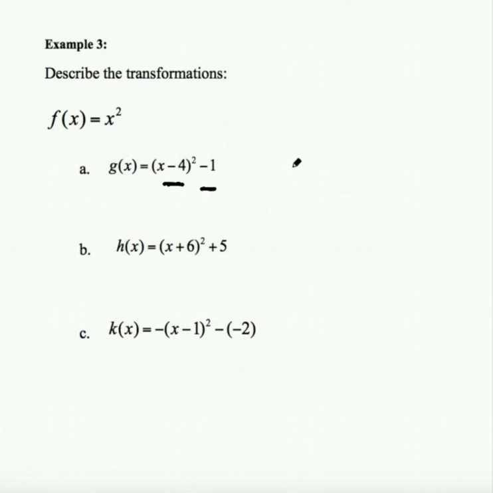A minus 4 on the inside is going to be a transformation to the right. So we're going to take our x squared function, which we know is a parabola, and we're going to shift it to the right 4. And this minus 1 on the outside is going to shift it down 1.